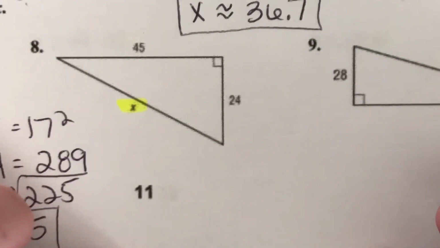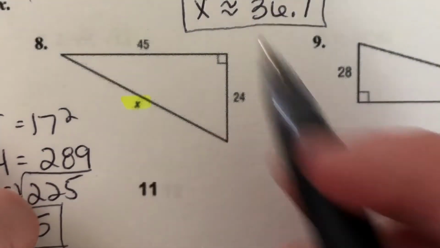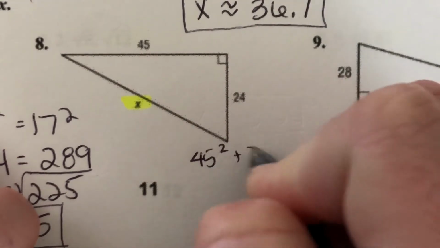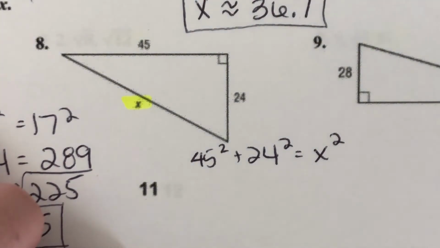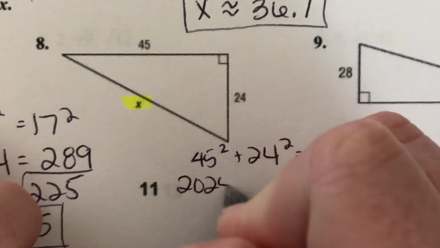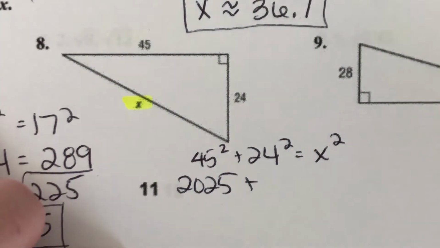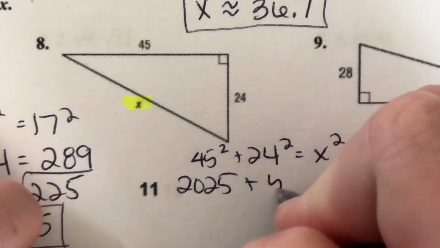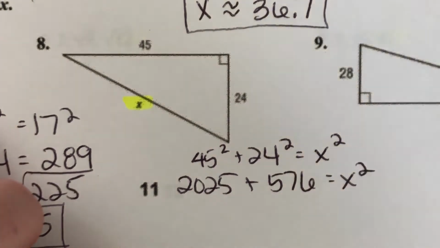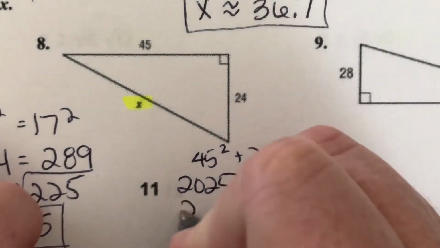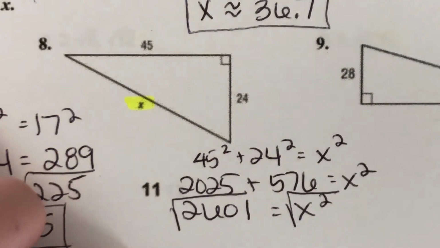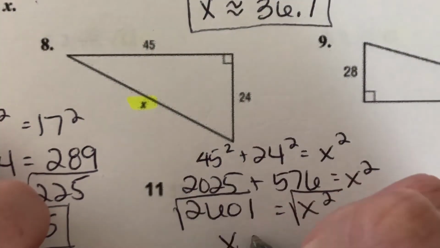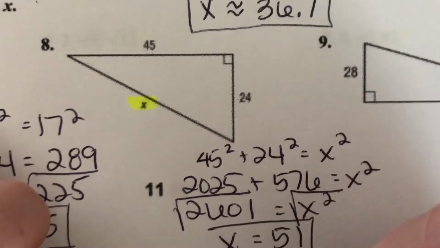Okay, next one here. It's really hard to read in the camera. 45 squared plus 24 squared equals x squared. So big numbers. 2025 plus 576 equals x squared. Add those together. 2601. And this is also a perfect square. 51. X equals 51 exactly.